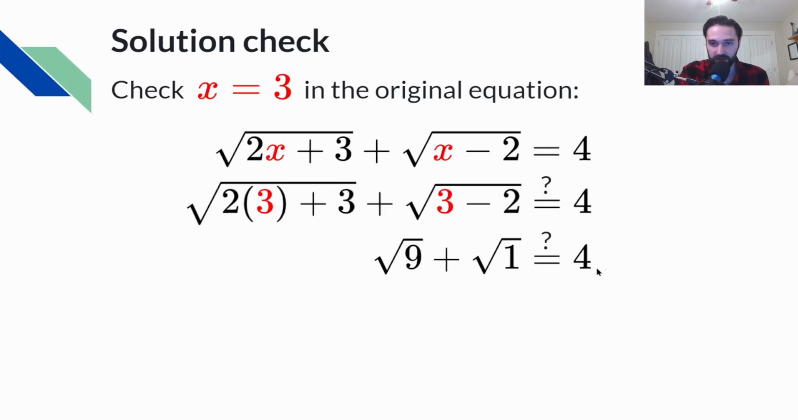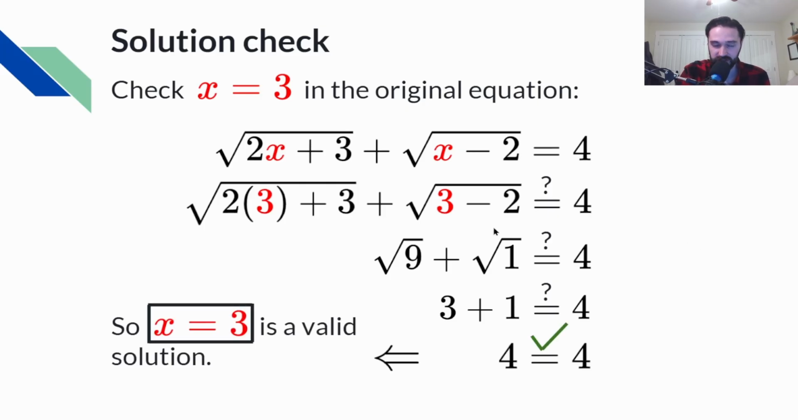So we get square root of 9 plus square root of 1 equals 4. We want to know if that's a true equation. Square root of 9 is 3, and square root of 1 is 1. So we get 3 plus 1 on the left-hand side. And look at this, we get something valid. This is a true equation. 4 does equal 4. So that means that x equals 3 is a valid solution.